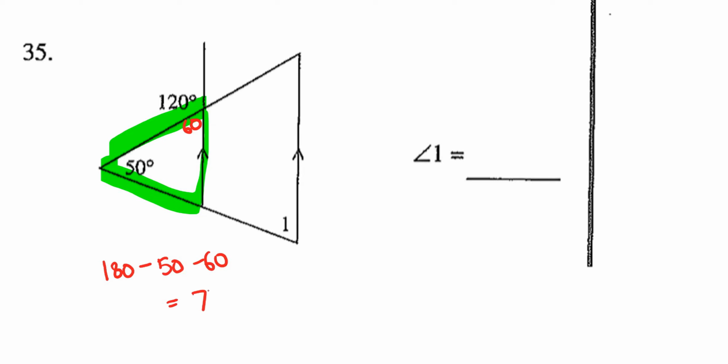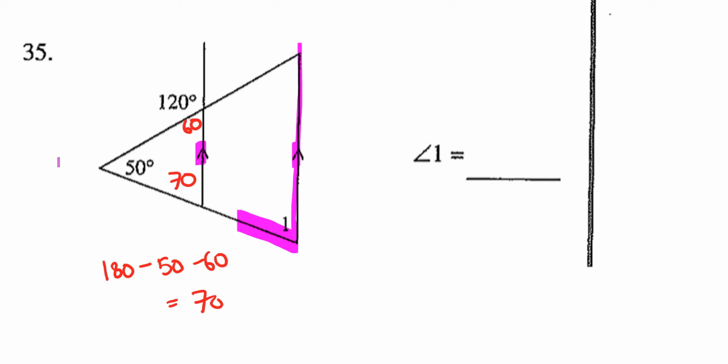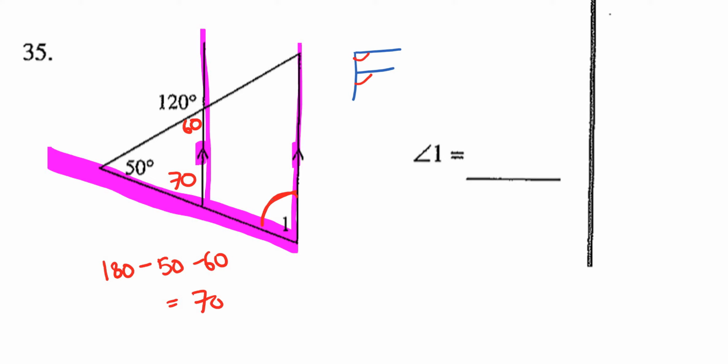And that's going to be 70 degrees here. And finally, you'll notice that these two lines are parallel. So if I use the sideways F-shape rule, there's my sideways F, and remember the F-shape rule works like this. The two inside angles are equal, so this angle and this angle are equal, so angle number 1 has to be 70 degrees as well by the corresponding angles concept.